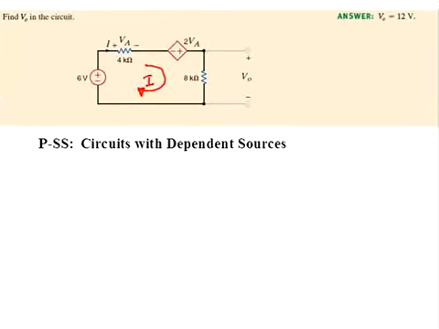We notice that the V sub A controlling parameter for the dependent source is the voltage which appears across the 4K resistor. This is a voltage-controlled voltage source. The voltage VO appears across the 8K resistor and can be related to our loop current by the Ohm's law expression 8K times I.